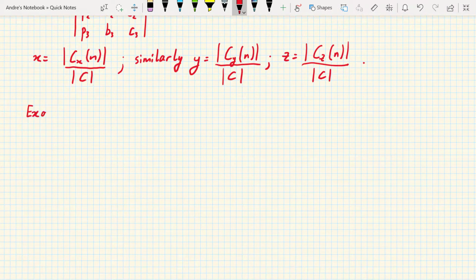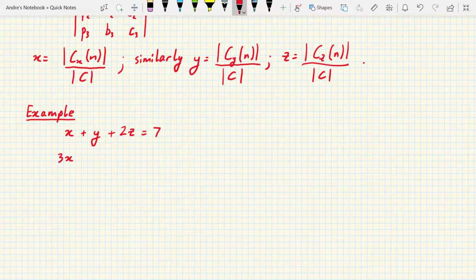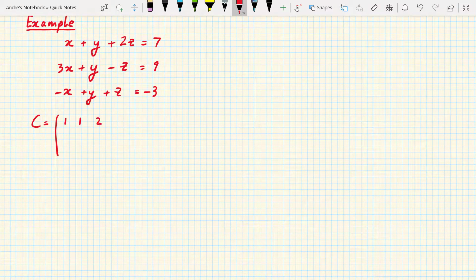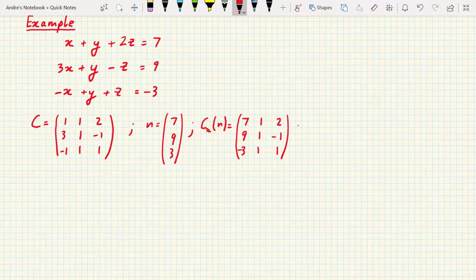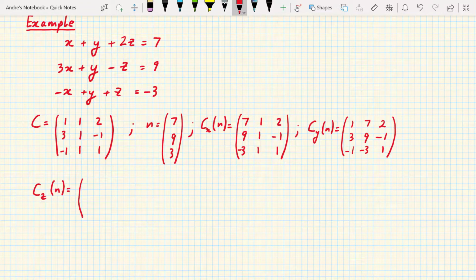Now let's do an example. Suppose we're given the set of equations x plus y plus 2z equals 7, 3x plus y minus z equals 9, minus x plus y plus z equals minus 3. Then c is 1, 1, 2, 3, 1, minus 1, minus 1, 1, 1, and n is 7, 9, minus 3. Replacing the first column of c with n gives cxn as 7, 1, 2, 9, 1, minus 1, minus 3, 1, 1, and similarly for cyn and czn.